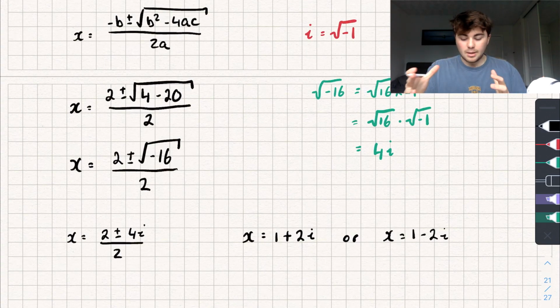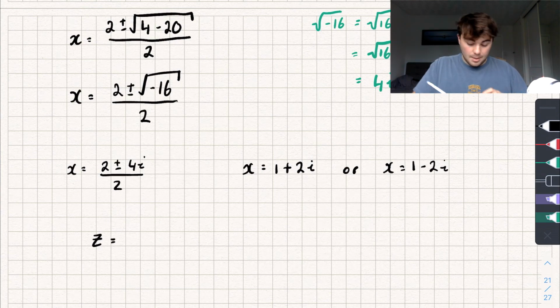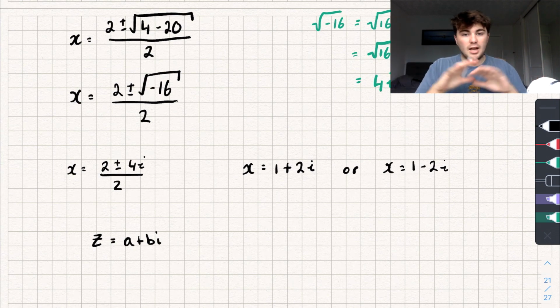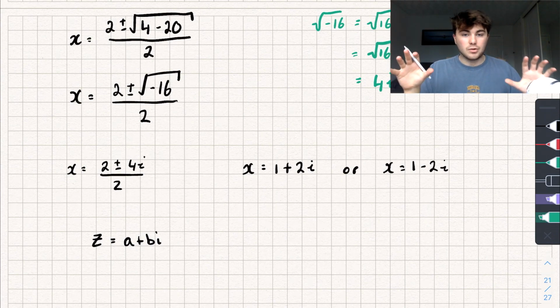But what is a complex number? Well, complex numbers usually are written or denoted with the letter z, and they take the form a plus bi, where a and b are just real numbers, so any number you can think of, really. They have a real part, in this case a, and an imaginary part, which is b in this case. So a complex number consists of a real and an imaginary part.